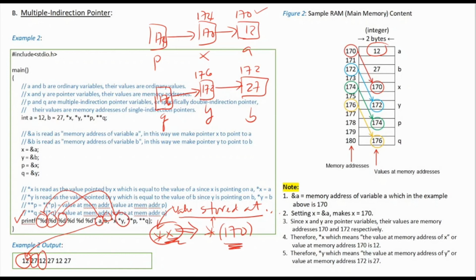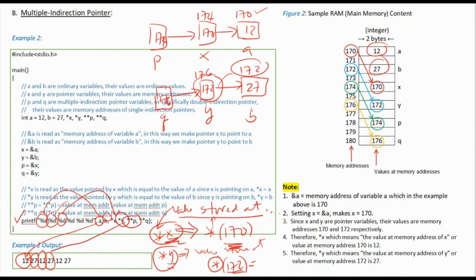Next, it is asterisk y. Asterisk y is simply the value stored at, what is the value of y? The value of y is 172, which is the memory address of B since y is pointing to B. So this is asterisk 172. And what is the value stored at 172 in the RAM? It is 27. That's why the output here is 27.